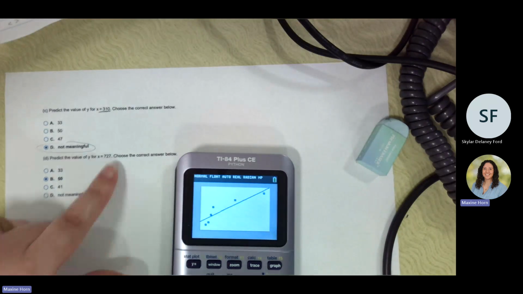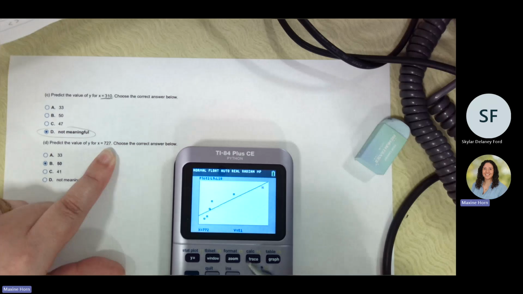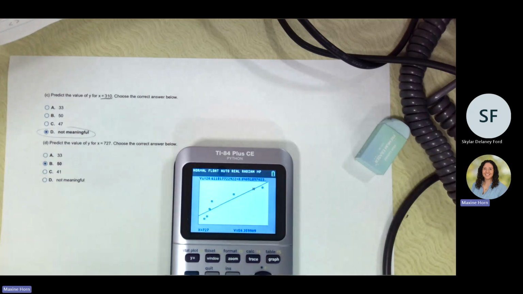And now I want an x value of 727 again. I'm going to arrow up here, oh, I'm sorry, I forgot to hit trace, because I need to trace my line of best fit. Now I can arrow up and down to go between my scatter plot and my line of best fit. I'm on my line of best fit. Now I can type in 727 with an x, and that gives me a corresponding y value of approximately 50. All right.